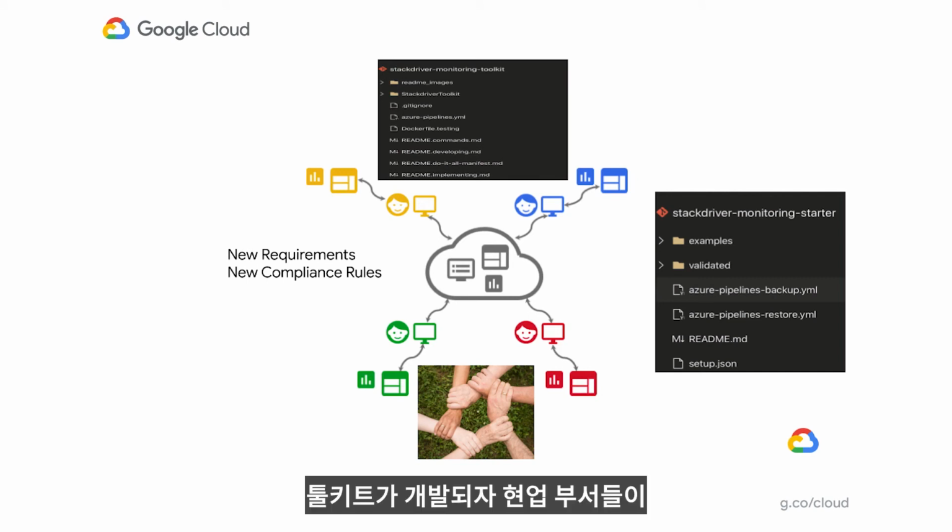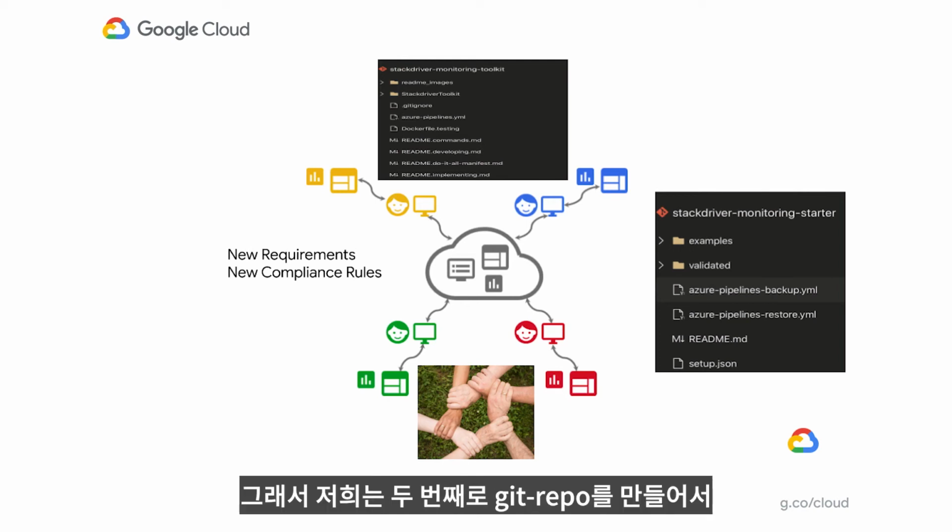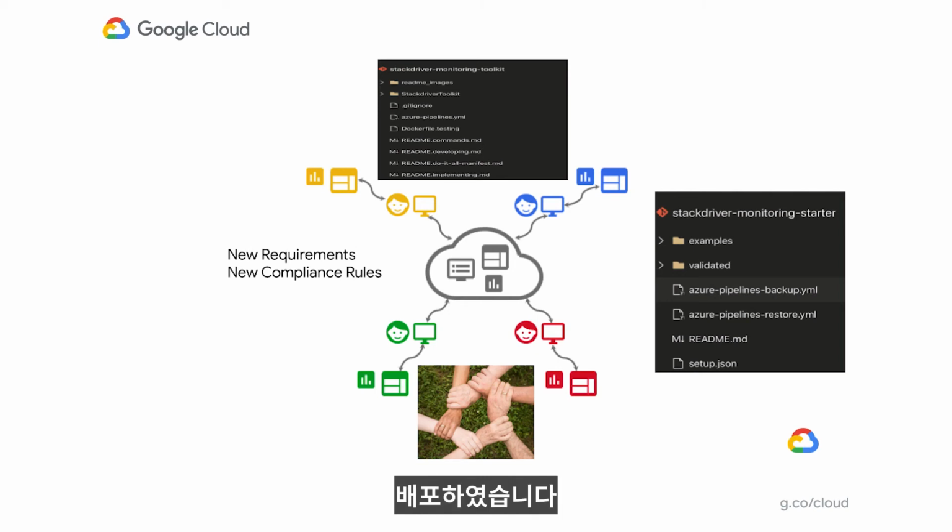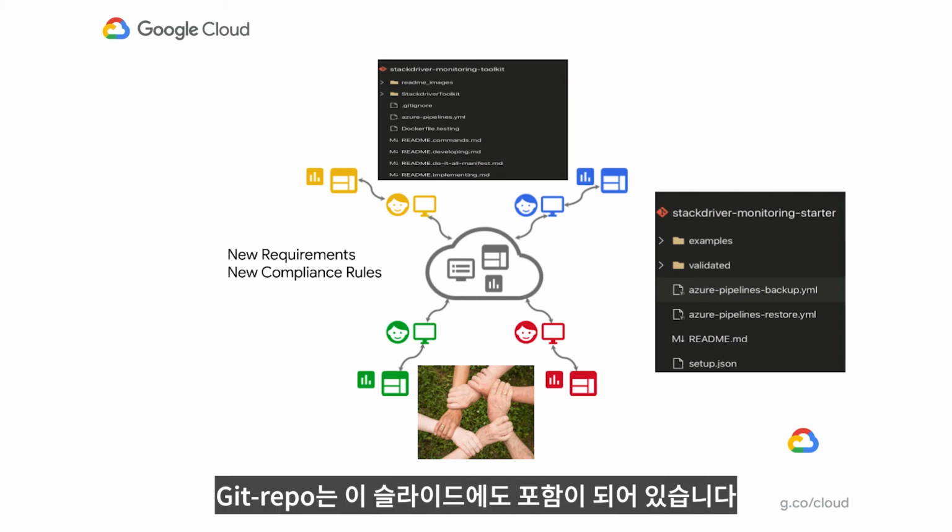Once we created the toolkit, we needed a way for teams to adopt it, because there's no point having a toolkit that no one uses. So we created a second Git repo which they could fork from to get started. And both of these Git repos are in the image on this slide.